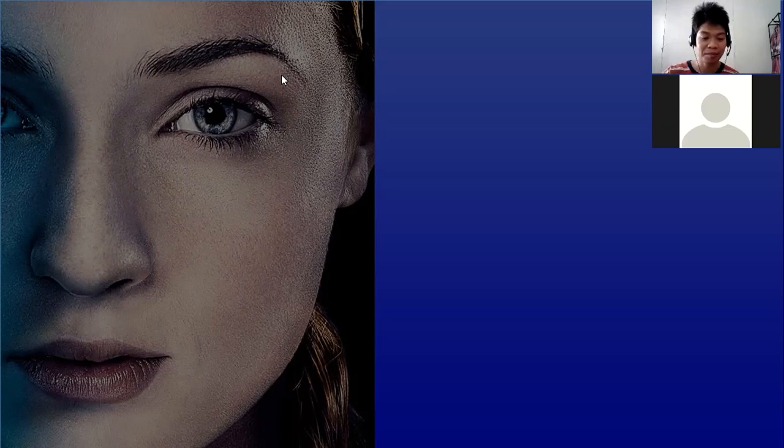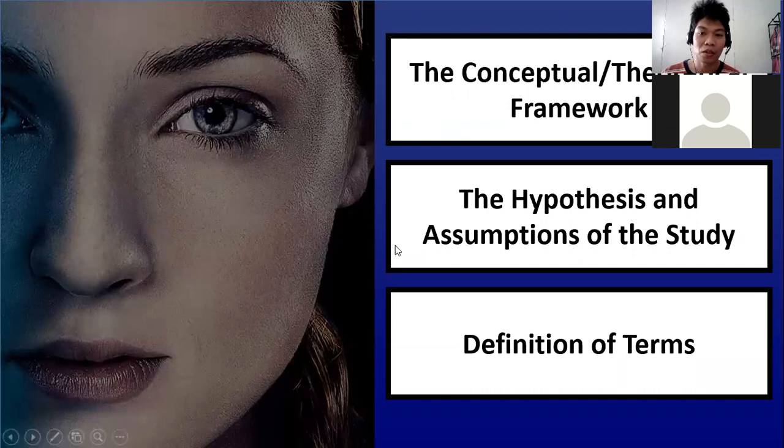Okay, let's start. The topics that we're going to discuss for this meeting are conceptual and theoretical framework, the hypotheses and assumptions of the study, and definition of terms. Although tong hypothesis and definition of terms, they're not included in your research paper, but it's very important to discuss these concepts.